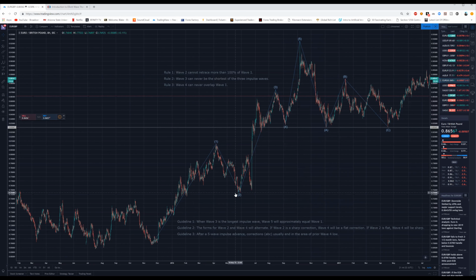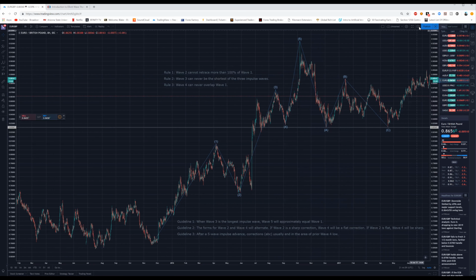And then the last one is after the 5-wave impulse correction, ABC will usually end in an area of prior wave 4 low. So here's wave 4. A and C are both barely below that 4. So that also checks out. All three guidelines and all three rules are appropriated in this example here.